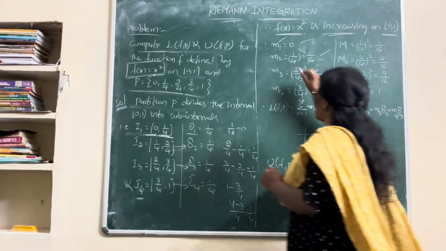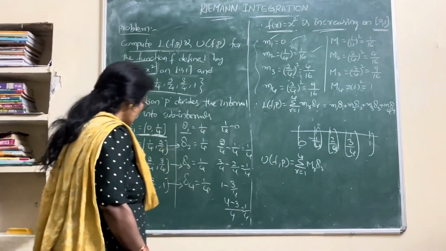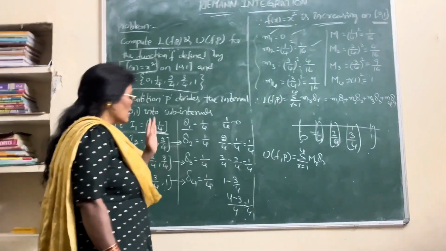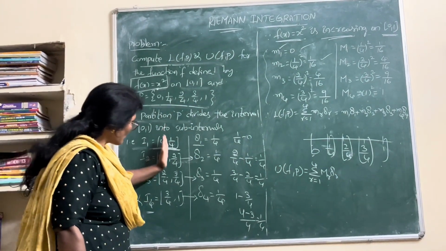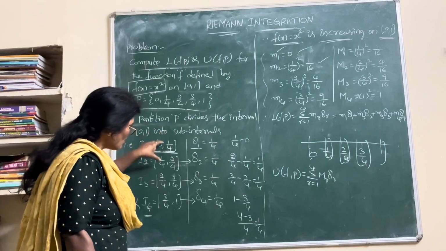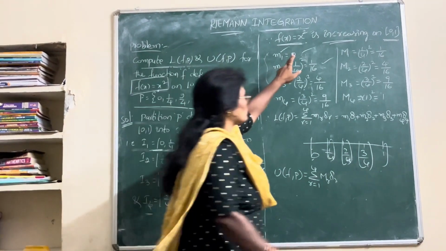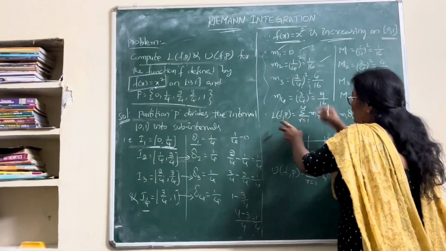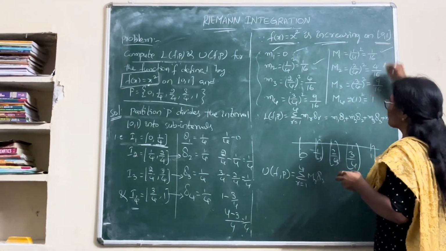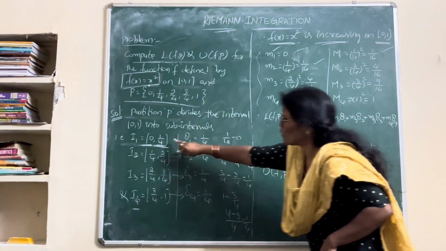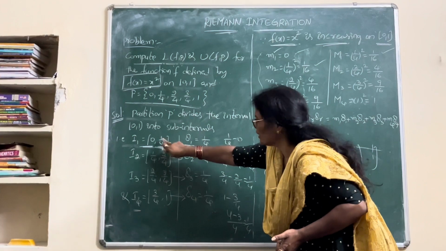Is it clear? So these are the infimum values in each subinterval. Similarly, we'll find the supremum values. Upper values you should substitute. Manam first elements ni ee function lo substitute cheskunte we should get ma infimum values right. Now in this case also I am substituting the second value. Upper limit you should substitute from the subinterval.